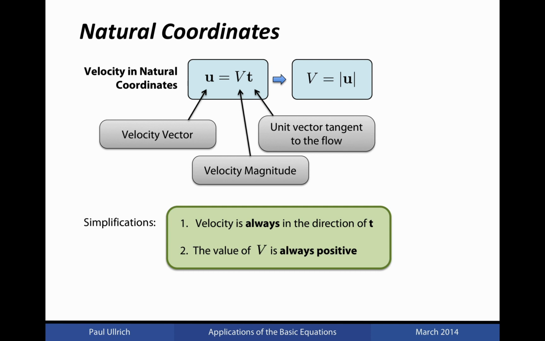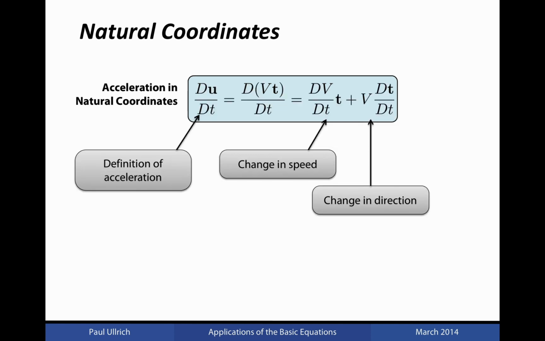So the key simplifications that we introduce here are that the velocity is always in the direction of t, and we also know that the value of this velocity magnitude is always positive. Although the tangent vector itself can swing around and point in different directions in space, the magnitude is always positive, always aligned with the tangent vector.